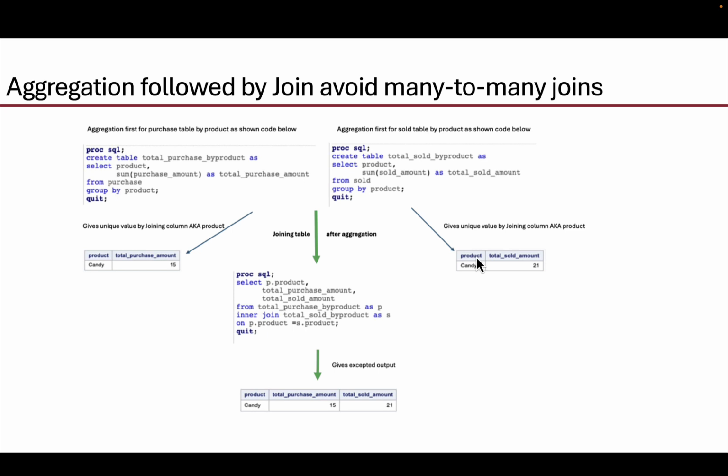Now I have done aggregation separately and I have got my totals, and total_purchase_by_product and total_sold_by_product are my two data sets which are already aggregated. Now I can join them and I can get the result back in here. Now what we have really done is we have changed the execution order by ourselves, and we did not allow the SQL optimizer to do this. This is especially important when we have many observations with the same value in the joining column on both the data sets. This way we have avoided many to many joins for our second problem.